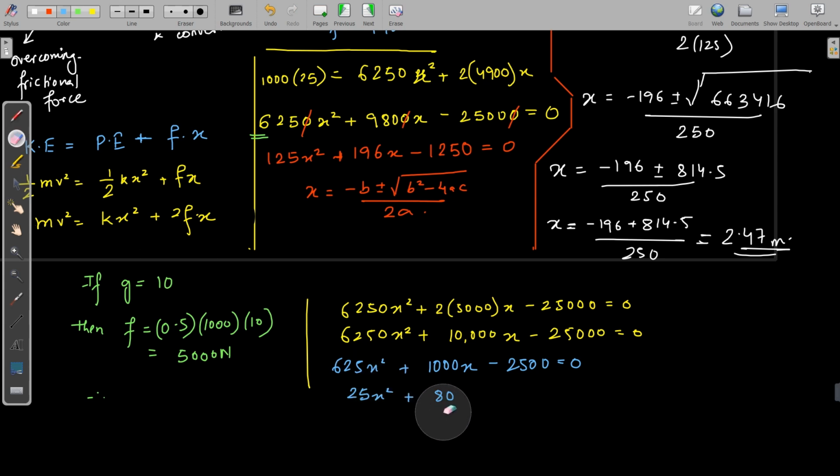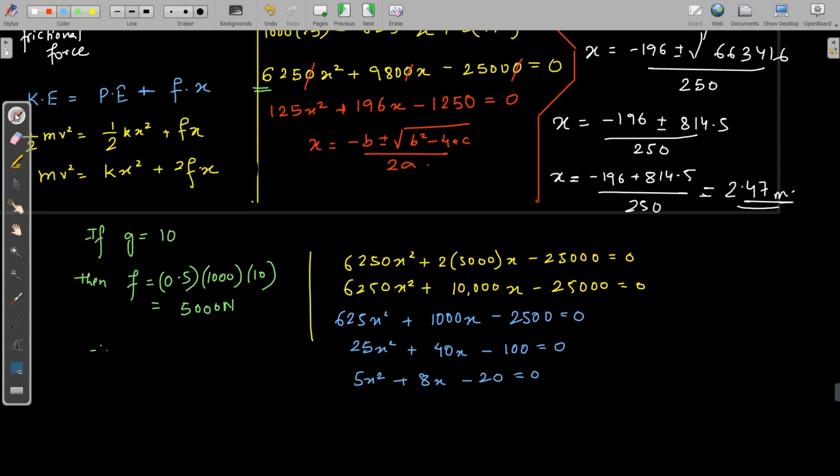Sorry, not 80, very sorry, plus 40x minus 100 is equal to 0. I think we can further cancel it. 5x square plus 8x minus 20 is equal to 0. Now if we go for the Sridharacharya's formula, the value would have been much easier.